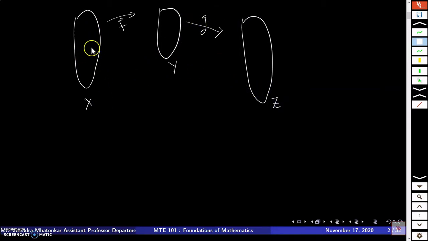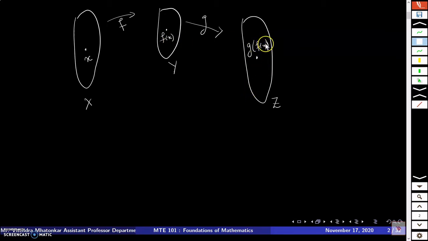Okay, so if I pick up any point in the set X, let's say small x, then it will have an image under the function f in the set Y. So the point f of x will be lying here. So f of x is a point in Y and g is a function from Y to Z. So this f of x will have an image inside Z through the function g. So I will have a point here which is g of this point f of x.